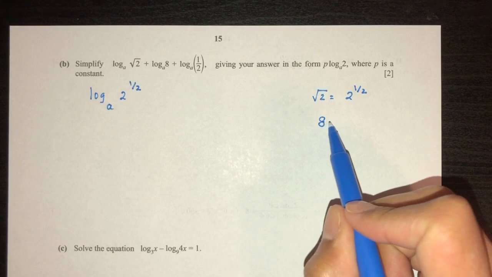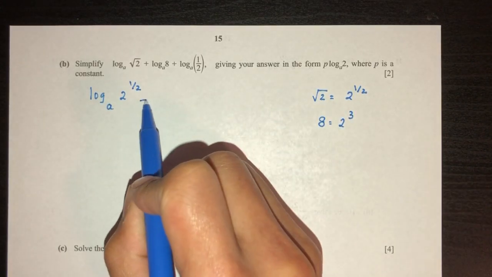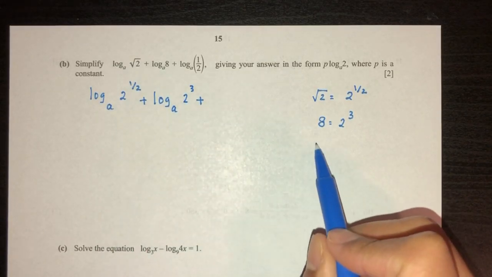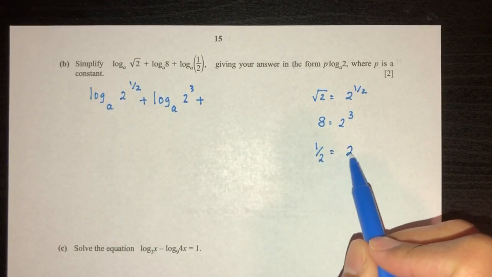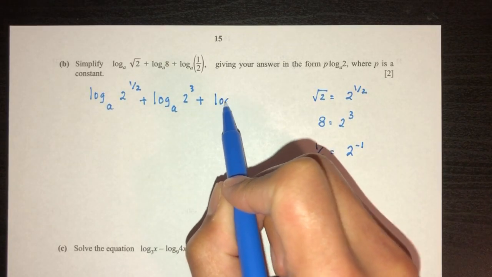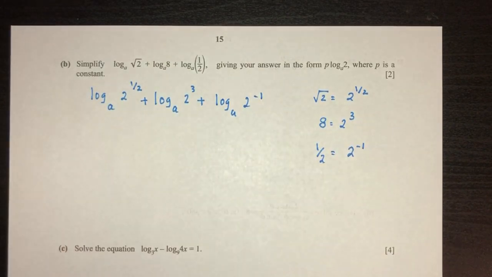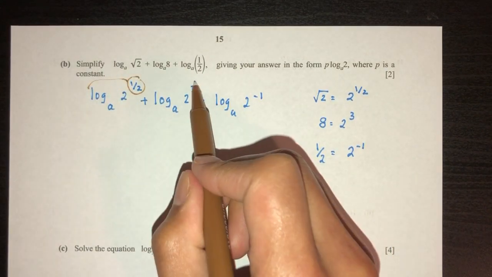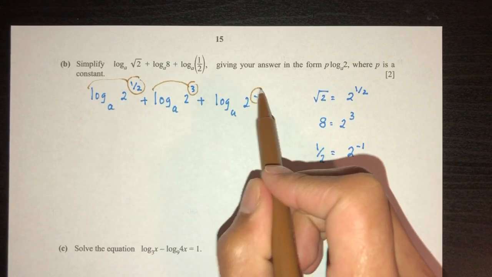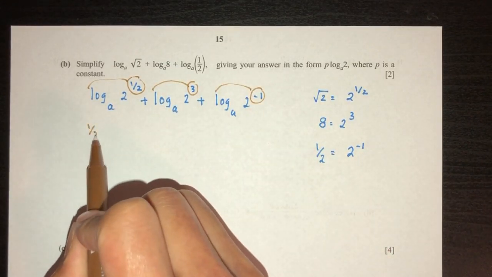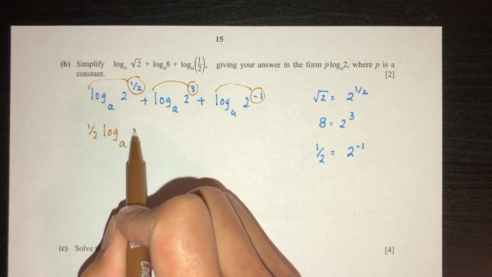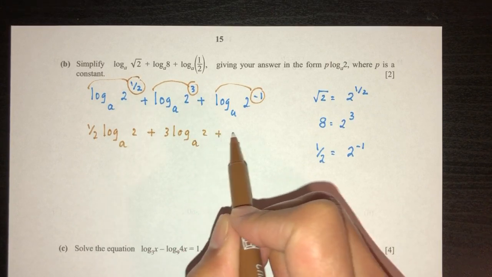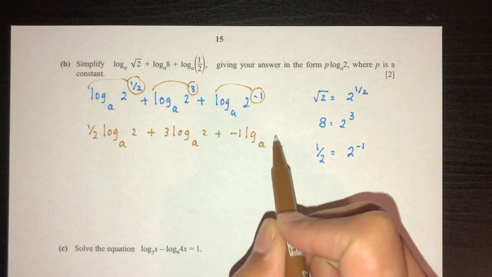Now what is 8? 8 is 2 power 3. So plus log a of 2 power 3. Now what is half? Half is simply 2 power minus 1. So plus log a of 2 power minus 1. Now let's send the powers to the beginning. That's the law of logarithm we have to know. So you will have half of log a 2 plus 3 log a 2 plus minus 1 log a 2.